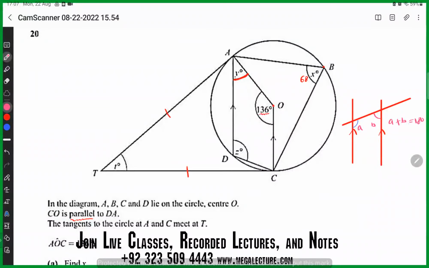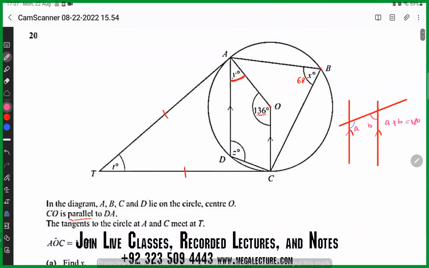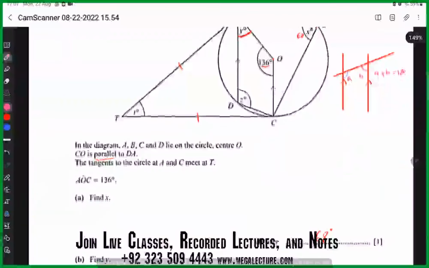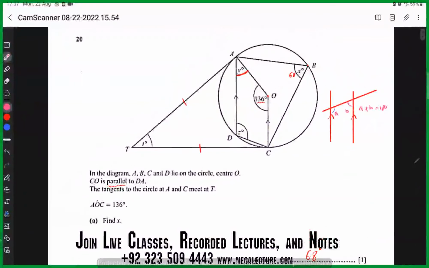136 plus Y degrees is basically going to give me 180. So at this point, what I can say is 136 plus Y is equal to 180. So Y is equal to 180 minus 136, and this is going to be 44. Very good. So the answer was 44 for Y. Well done, Bipesh. Those who have any queries, any questions, can ask me directly.